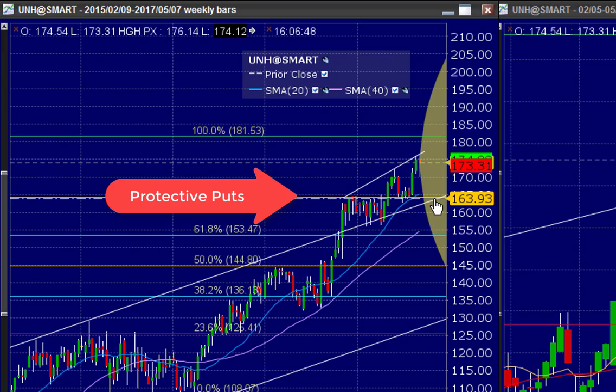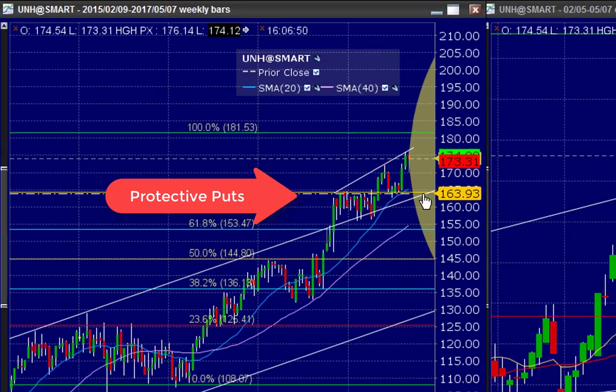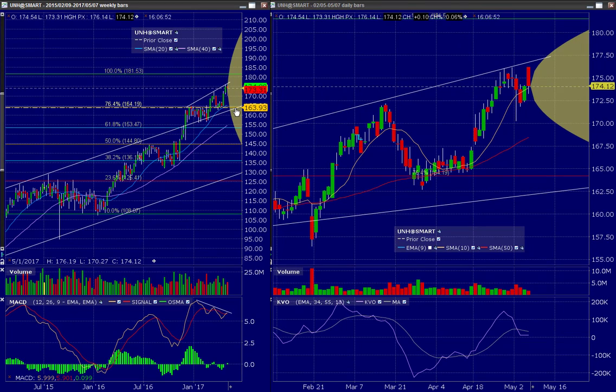So anyway, this is just a little technical analysis on how I look at a stock, trying to determine whether it's going to continue to move up or if it comes back where it's going to come back down to.